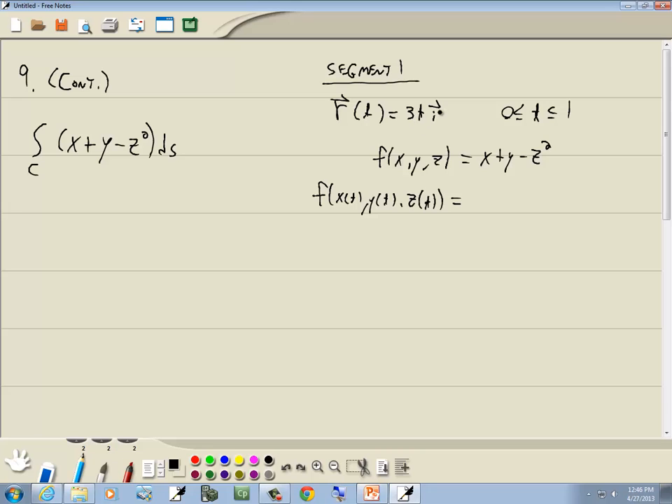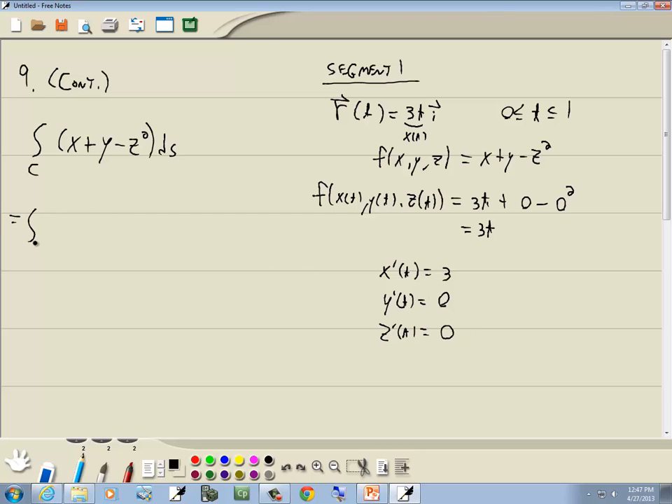Well, what's before our i is our x of t, so we'll plug 3t in for x. Plus, now we don't have a y of t, so that's 0, minus, and we don't have z of t, which is 0. So that gives us 3t. Now we also need x prime. The derivative of 3t is 3. We need y prime. Since there is no j component here, y is 0, so the derivative is 0. And we need z prime. There is no k component here, so z of t is 0, so z prime is 0.